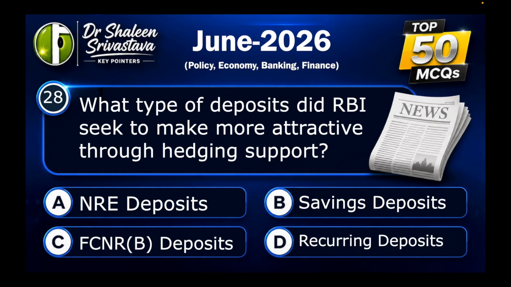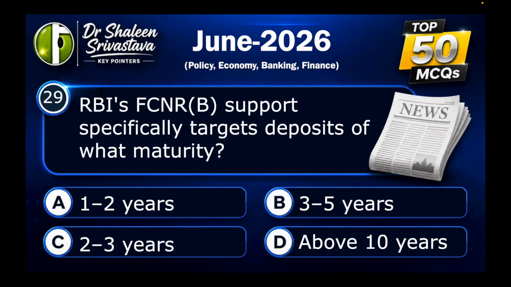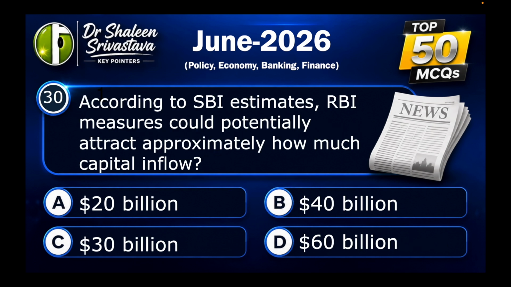What type of deposits did RBI seek to make more attractive through hedging support? The correct answer is C, FCNRB deposits. RBI's FCNRB support specifically targets deposit of what maturity? The correct answer is B, 3 to 5 years. According to SBI estimates, RBI measures could potentially attract approximately how much capital inflow? The correct answer is B, $40 billion.